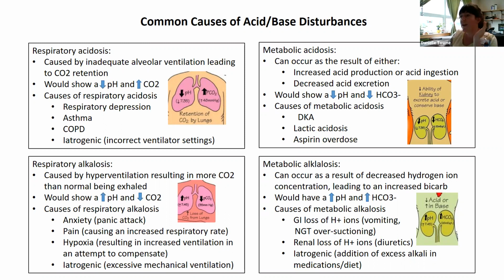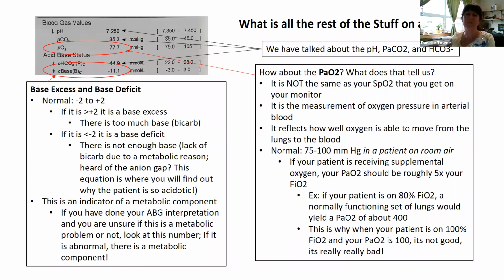So things to think about if you have a patient come in and say, they're in respiratory depression, you kind of in the back of your mind are like, they may have a respiratory acidosis that we're going to have to end up treating. So what is all the rest of this, right? You get a whole printout and it has more than just pH, CO2, and bicarb, right?